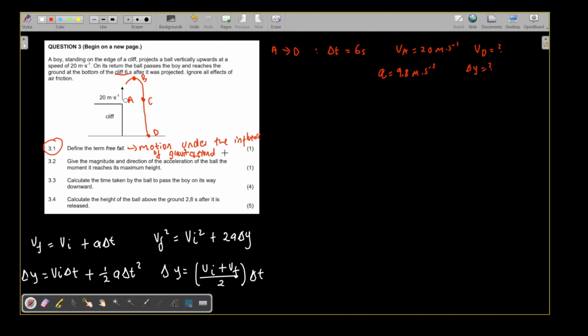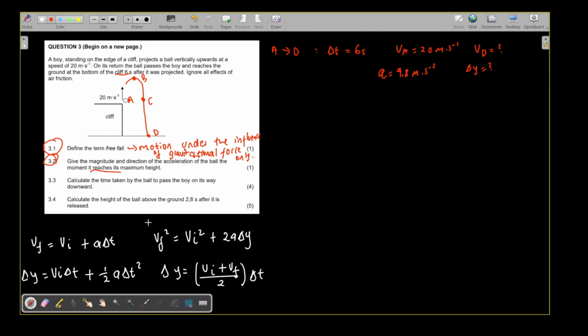Motion under the influence of gravitational force only. Okay, motion under the influence of gravitational force and only. Sorry for the handwriting.